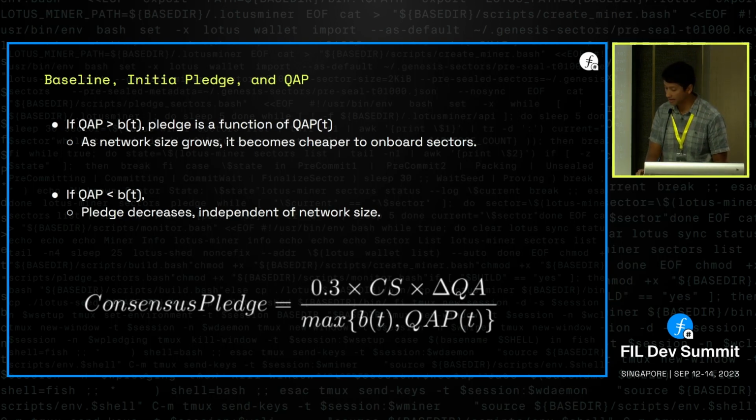Yeah, I think the point to make here is, looking at the denominator, when QAP is above the baseline, the pledge right now, and I'm kind of talking about the different things that baseline affects, because I think it's a nice segue into the next discussion, but if the QAP is below the baseline, then your pledge decreases, and additionally, it's independent of the network size. But that is also an incentive mechanism to try to get more QAP to onboard again. So it's not necessarily good or bad. This is the incentive structures that are here.